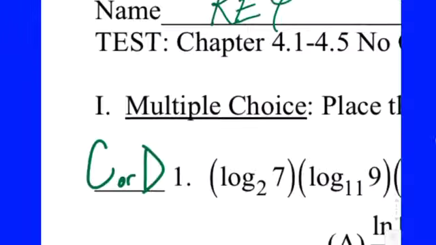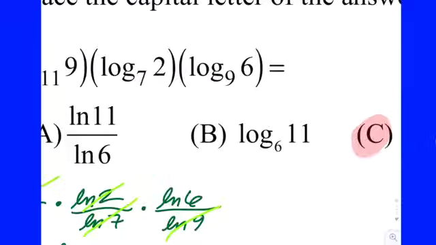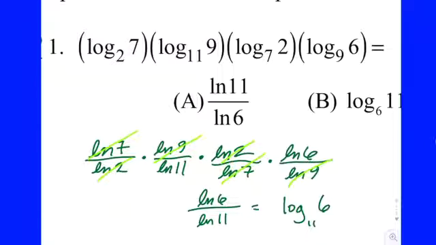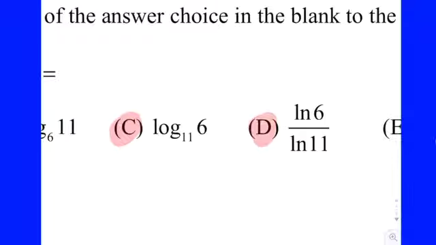Okay, letter 1. We have log base 2 of 7, log base 11 of 9, log. So this is the one where you put everything in terms of natural log using the change of base formula. Natural log of 7 over natural log of 2 times natural log of 9 over natural log of 11, natural log of 2 over natural log of 7, natural log of 6 over natural log of 9. You do that, and then you have factors that divide out. Your natural log of 7s, natural log of 9s, natural log of 2s. And you're left with the natural log of 6 over the natural log of 11. And that is an answer choice. It's answer choice D, okay?